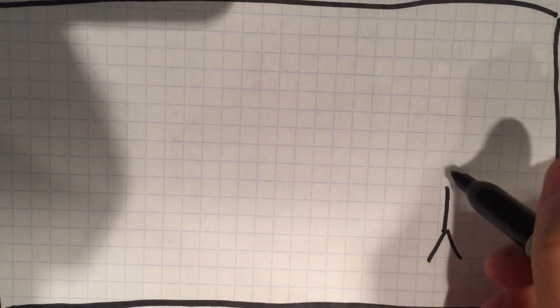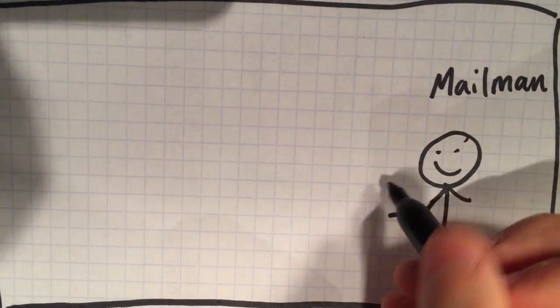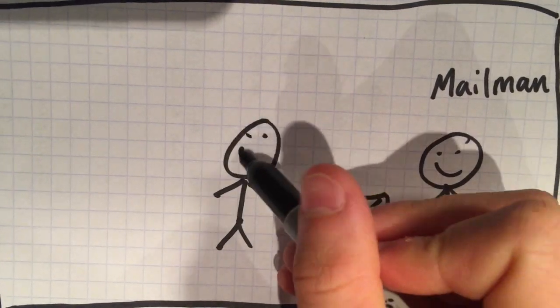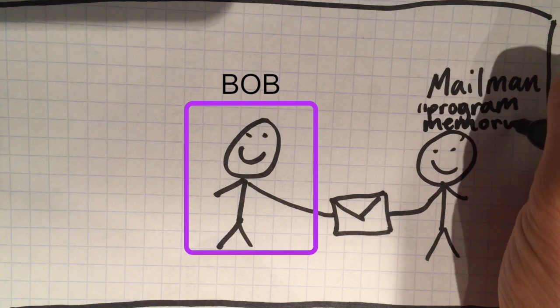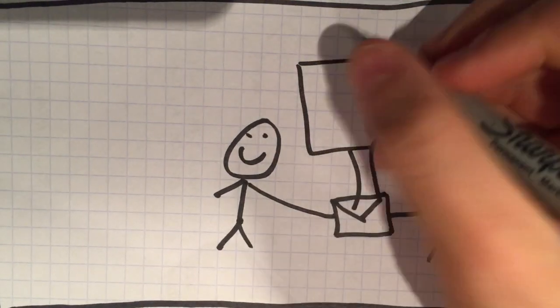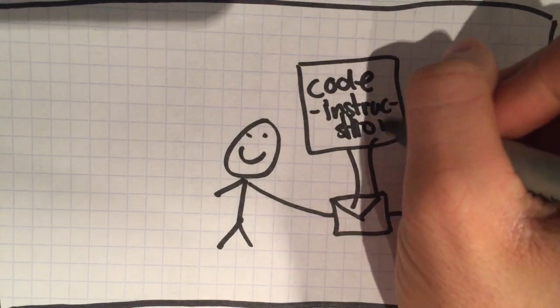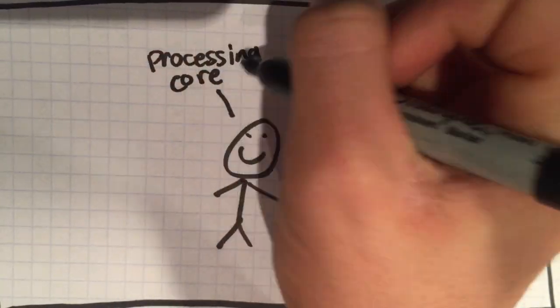So if you're really having trouble understanding these different components, here's kind of a simple way to think about it. On the right here, we have our mailman. Every time you turn on your microcontroller or Arduino, he brings a letter to this guy over here. We'll call him Bob for the time being. Our mailman's name is Program Memory. Then he gives this letter, which has the code and instructions, to Bob. By the way, Bob's actual name is the processing core.